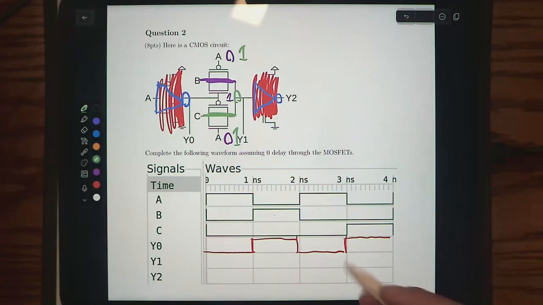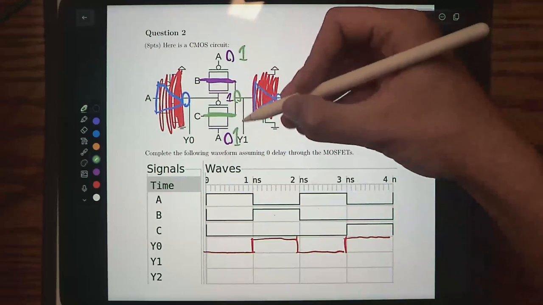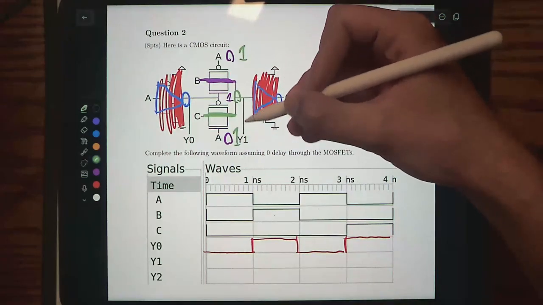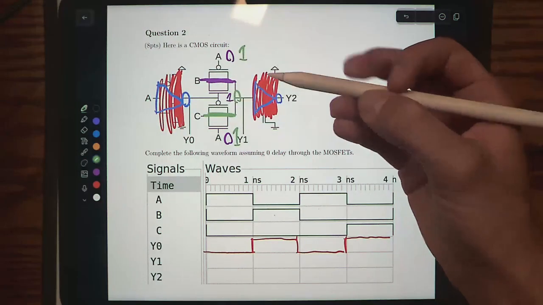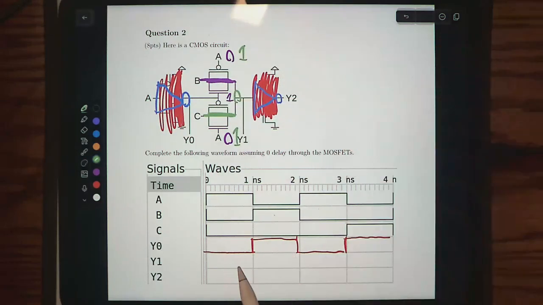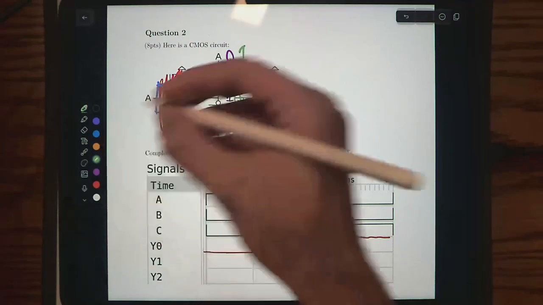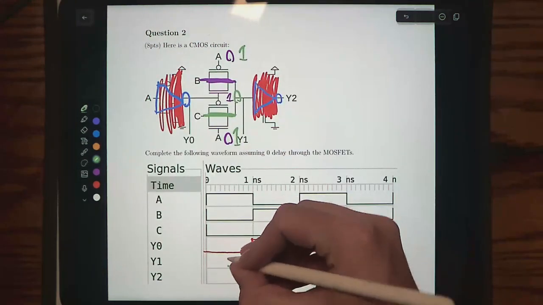Will it be B or C if A is 1? Let me rephrase it. What will the value of Y1 be? What will the output right here be? Your two options are either B or C. What will the output be if A is 1? Yeah, it'll be C. So I'm going to write that in.